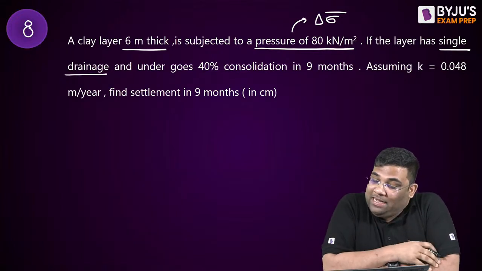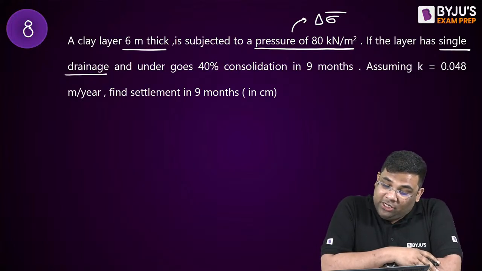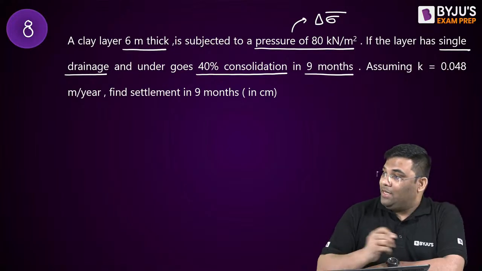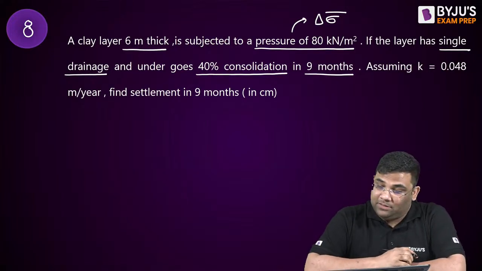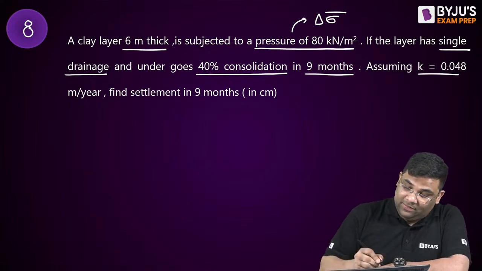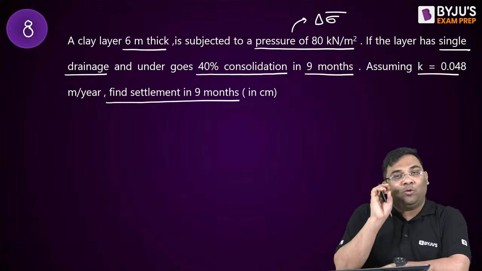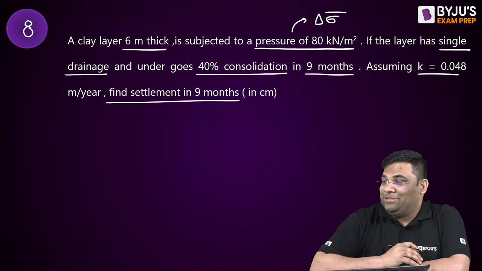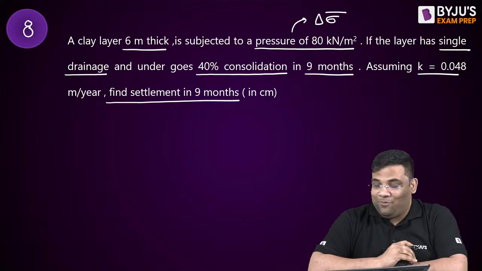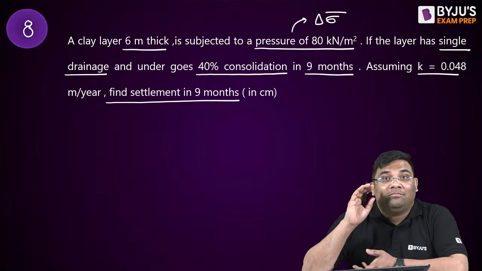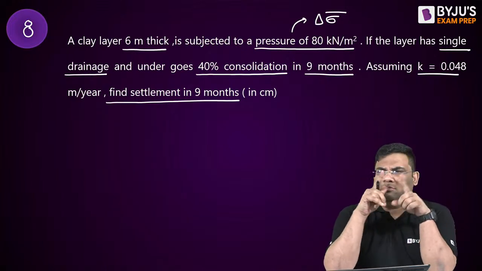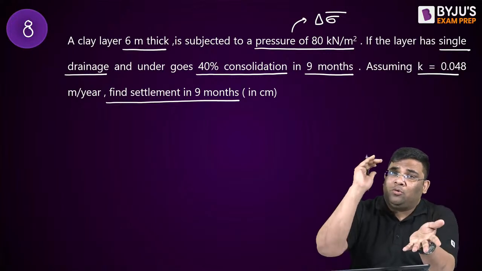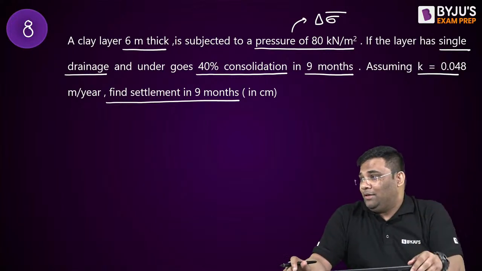Okay, if the layer has single drainage and undergoes 40% consolidation in 9 months, assuming K is this, find the settlement in 9 months. The question looks short. So, in GATE, I will tell you one beautiful thing. When the question is short, the answer is long. And when the question is long, the answer is short. Okay. Chalo.